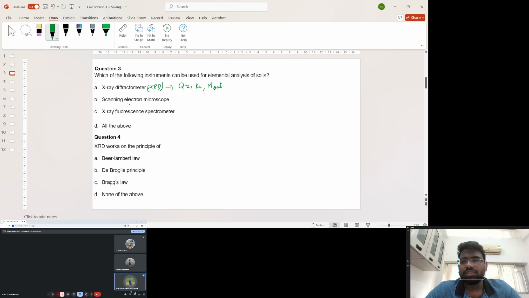And this is the scanning electron microscope, shortly termed SEM. It gives you the morphology, such as roughness. When you combine it with EDS, energy dispersive spectroscopy, you will get the elemental composition.